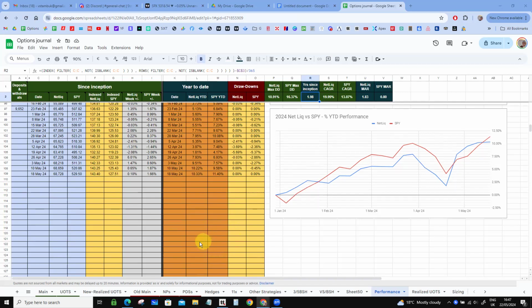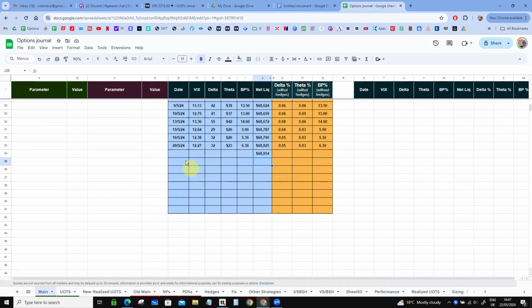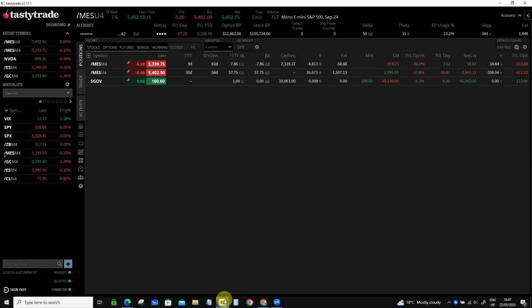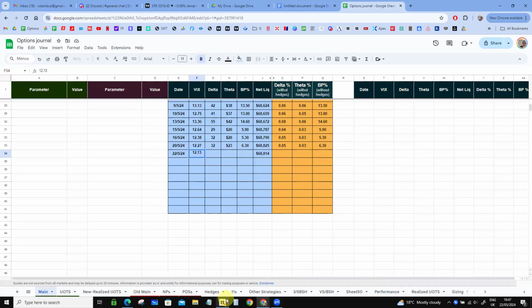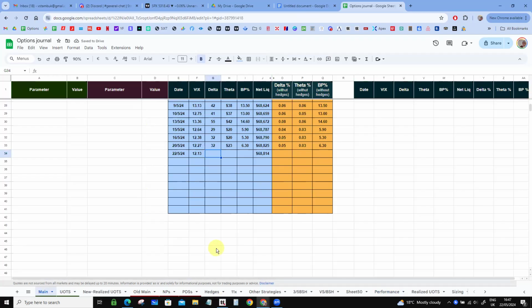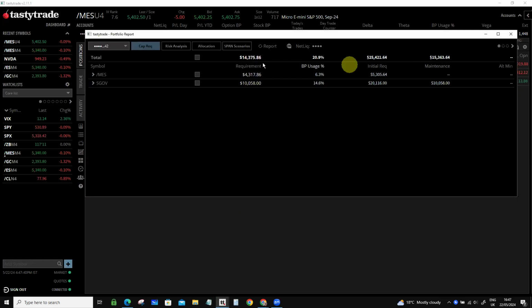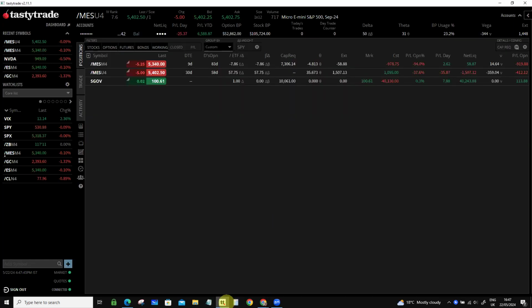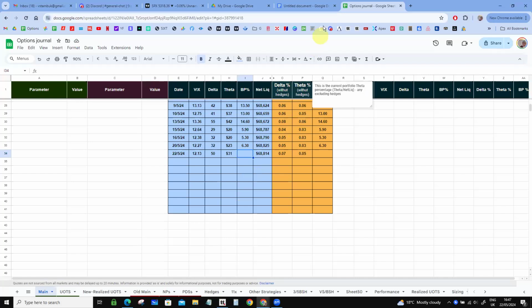Now let's go to trading, and actually let's put a trade on. So to start off, we'll go right here, fill this up real quick, and let's check the metrics. VIX at 12.13, our delta and theta 50 and 31, and then our buying power, it's probably still going to be pretty low, 8.5. So let's take a look at that, 8.5.